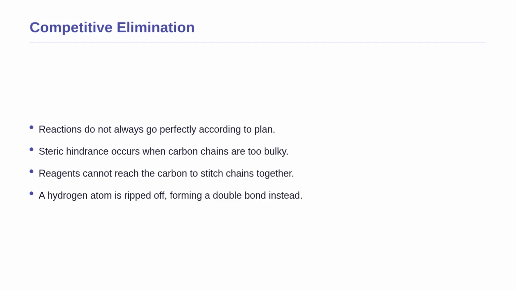While the Wurtz reaction is powerful, things do not always go perfectly according to plan. Sometimes a completely different reaction called competitive elimination happens instead. Elimination is a process where atoms are stripped away from a molecule, causing a double bond to form instead of the desired single bonds. This usually happens because of steric hindrance, which means the carbon chain is too bulky and crowded. When the molecule is too crowded, the reagents cannot reach the carbon atom to stitch the chains together, so they just rip a hydrogen atom off the edge instead.